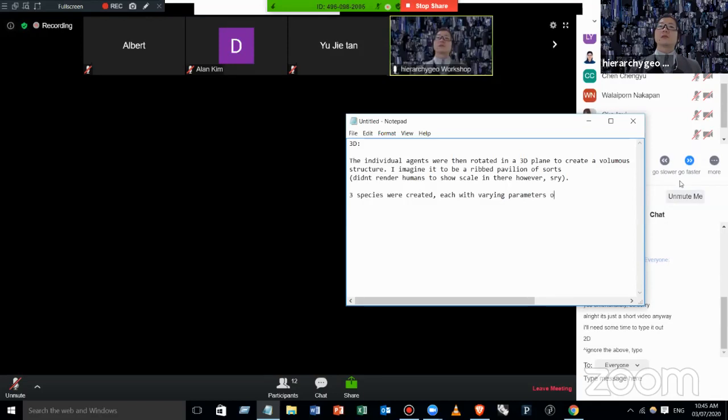Three species are created, each with different parameters. Okay. So you have three colors representing different levels of parameter, I guess: gray, red, and cyan.